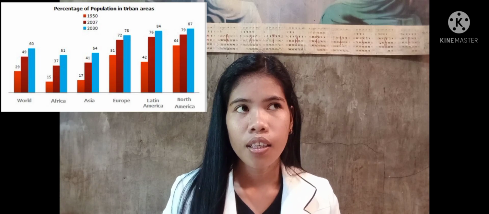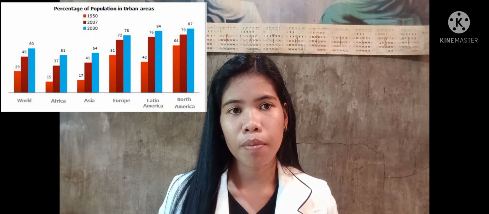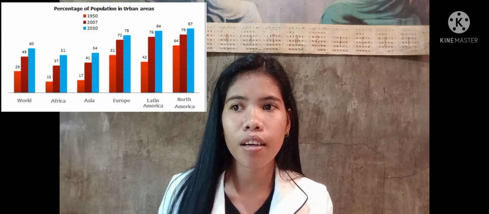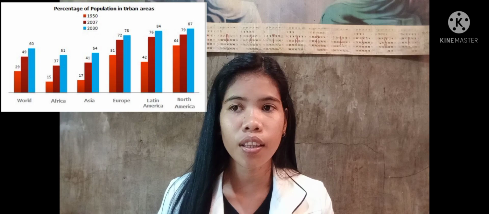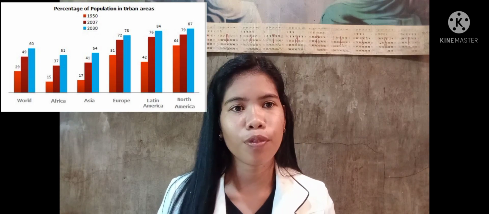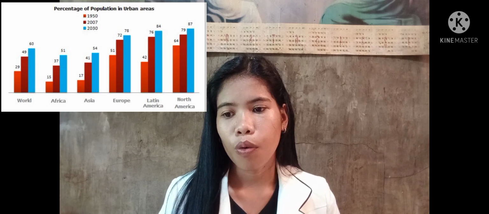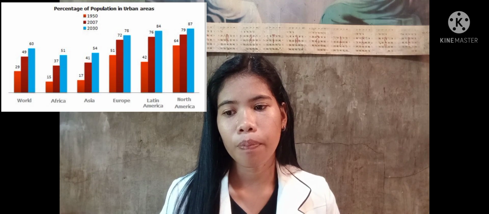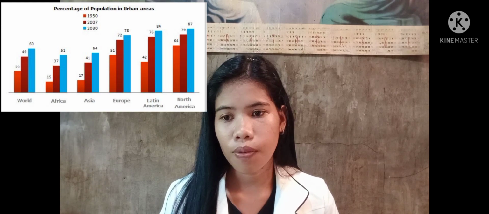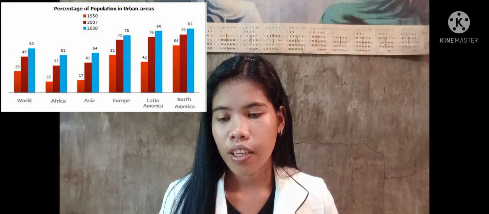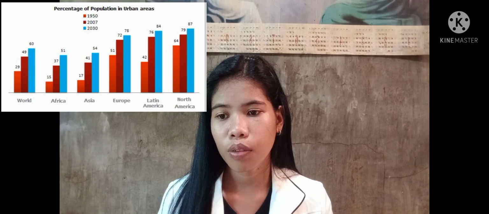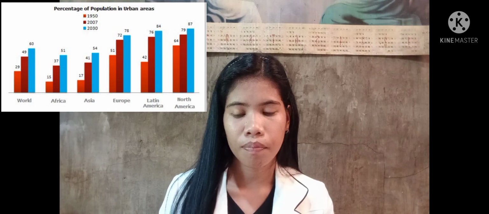Next is the percentage of population in urban cities. Percentage as the year pass by, mas maraming nagta-transfer from rural area into urban cities because they know that urban cities makes life easier. So, as you can see in the graph, the world's highest number of percentage is from, yes, nag-increase siya from 29% to 49 to 60 in the year 2030.